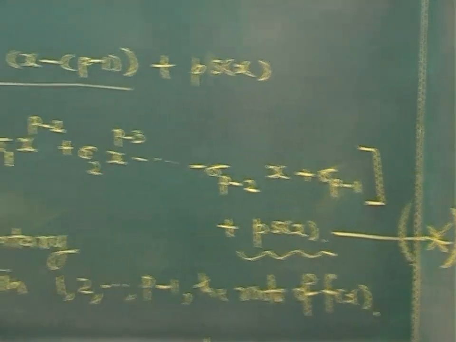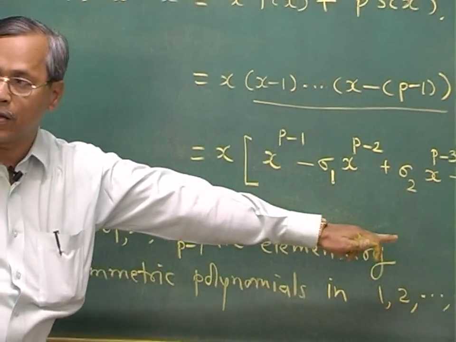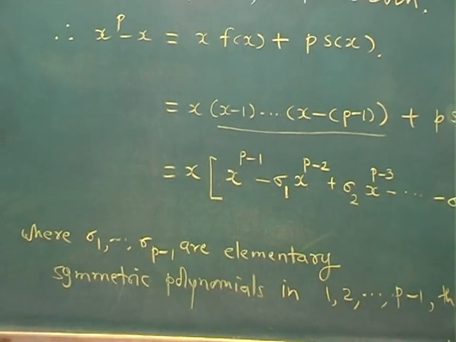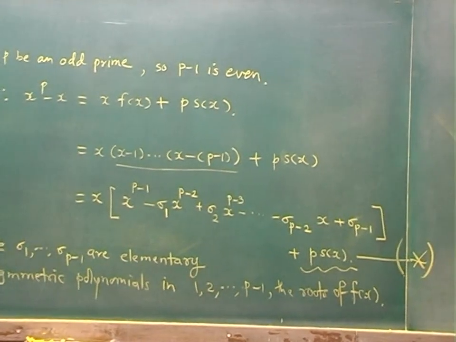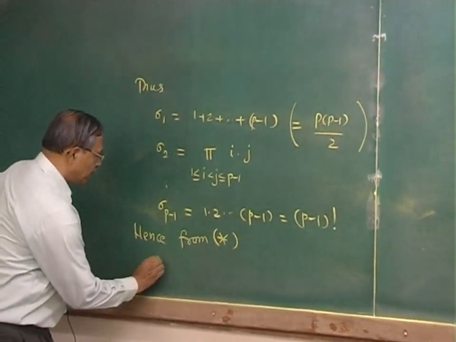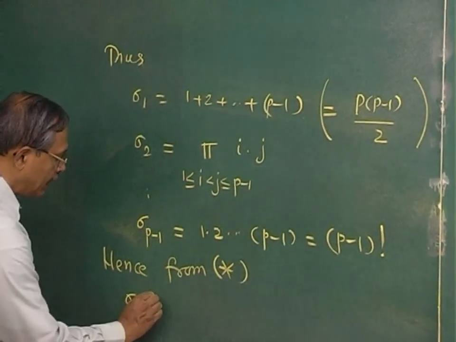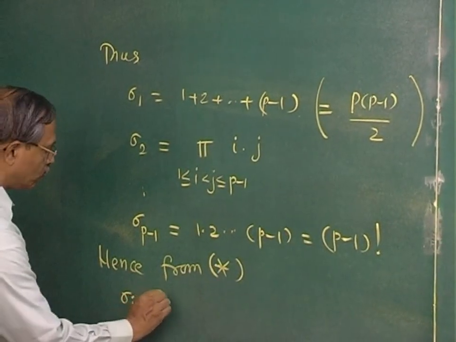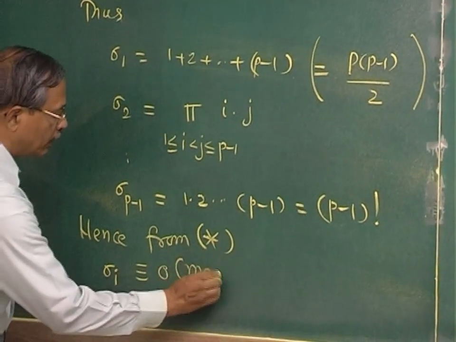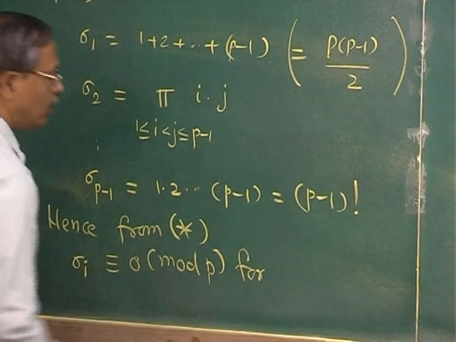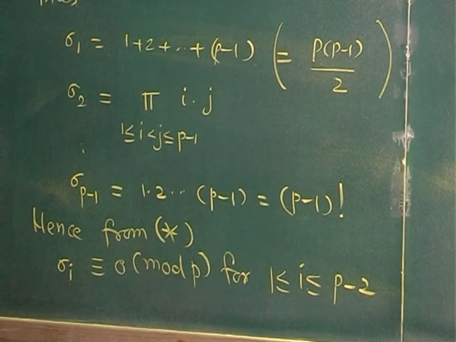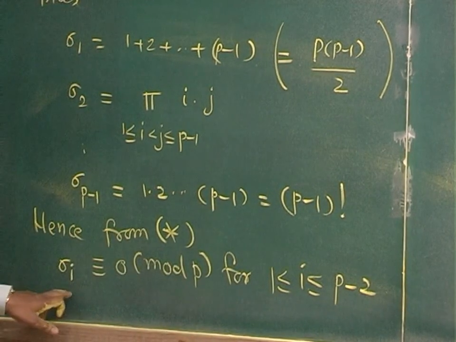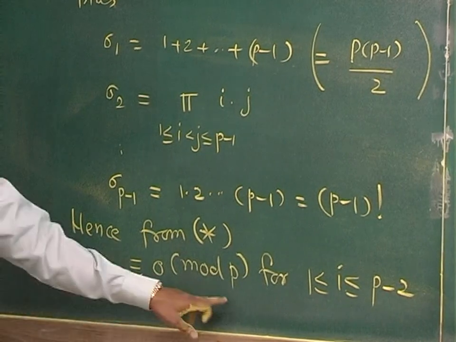This x raised to p minus 1 is equal to this. Let us call that star. What do you get from star? Hence, from star, sigma 1, or sigma i in general, is congruent to 0 mod p for 1 less than or equal to i less than or equal to p minus 2. Okay, sigma 1 etc. up to sigma p minus 2, all of them are divisible by p.